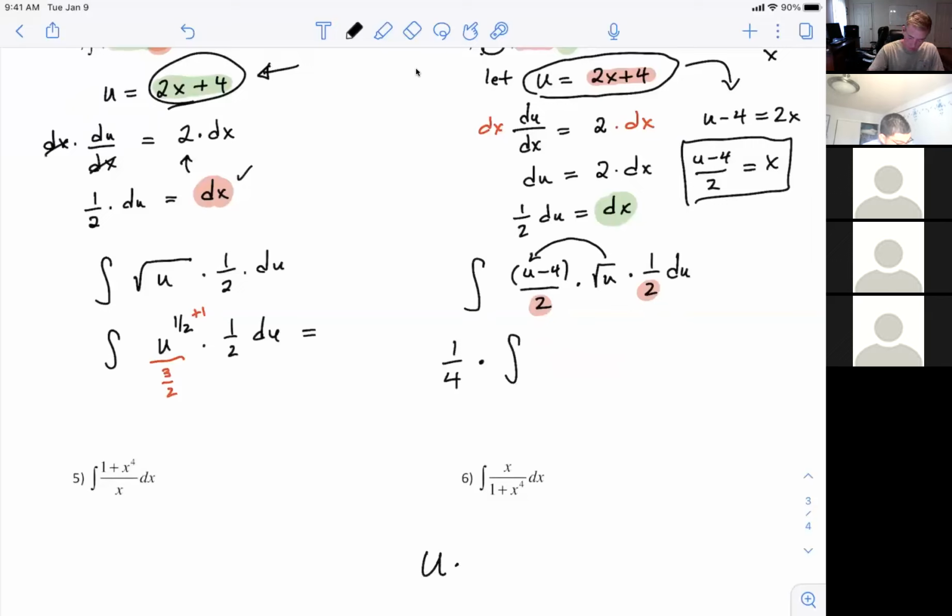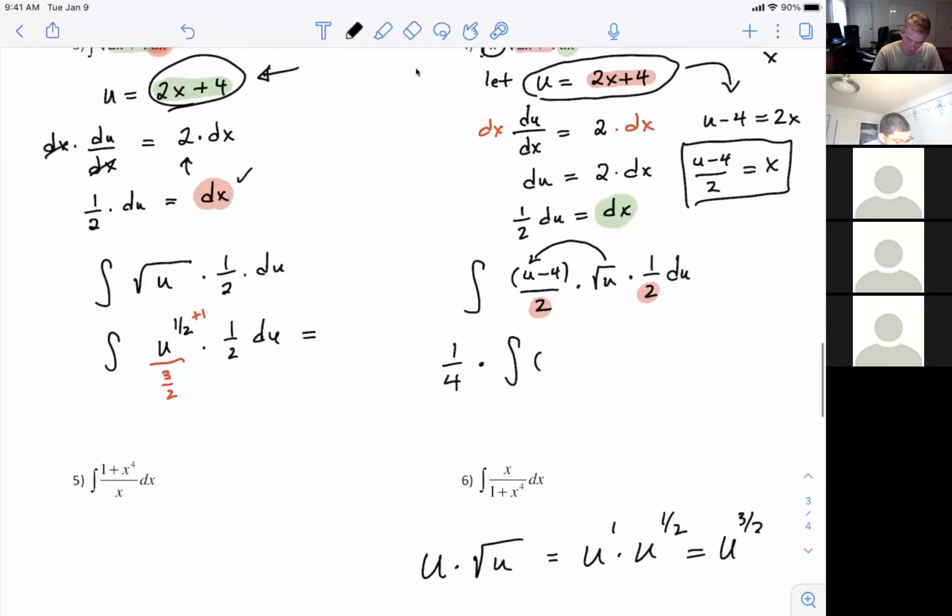So a u times a u to the 1/2. So a u times a square root. Ooh, that was a crazy square root. So a u times a square root of u means a u to the 1 times a u to the 1/2. And then add the exponents, so that's u to the 3/2. So that's not the integral, that's just algebra. And then distribute the u to the -4. So minus 4 square root of u, and I'm going to rewrite the square root as u to the 1/2.